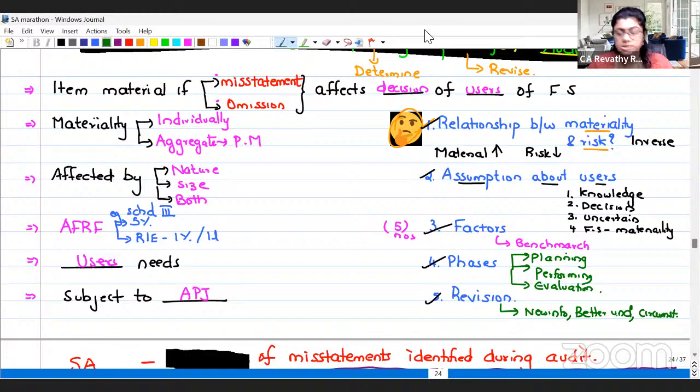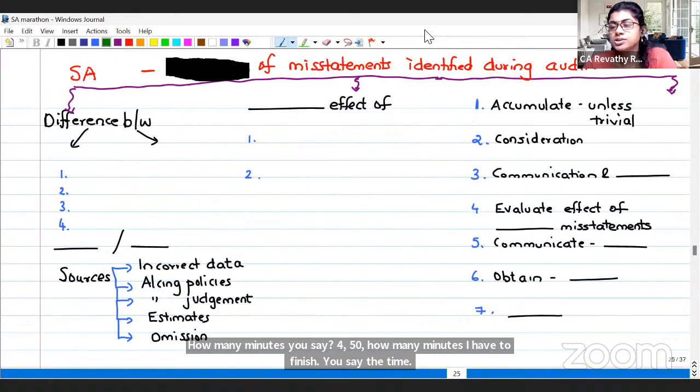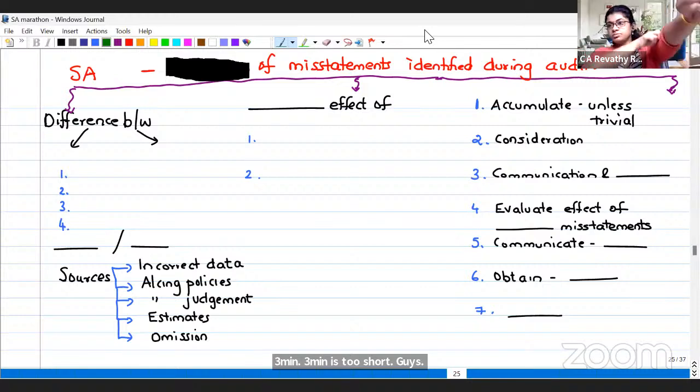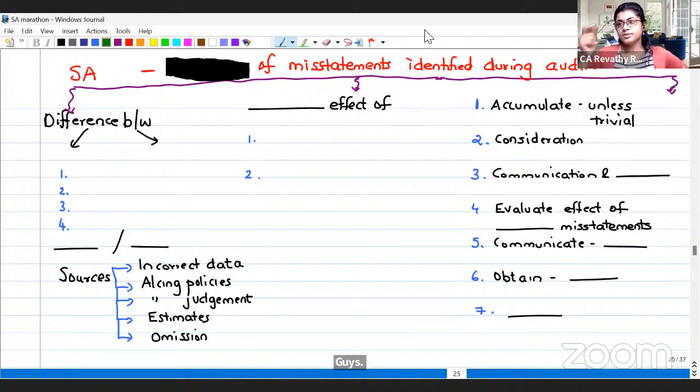Yes, that's right. Yes, 330 and 450 are detailed, but still we'll revise 450. How many minutes do I have to finish? You say the time. 3 minutes is too short, guys. 4 minutes. Okay, give me 4 minutes 55 seconds. We'll finish off. Start. Now don't disturb me. I will finish off.